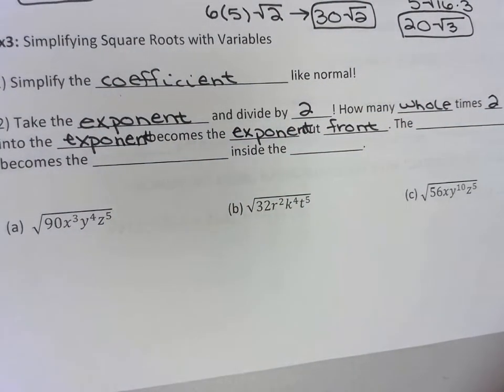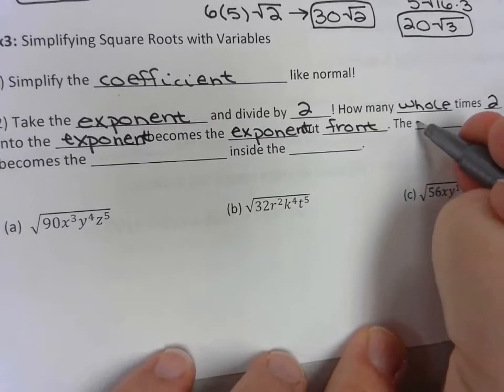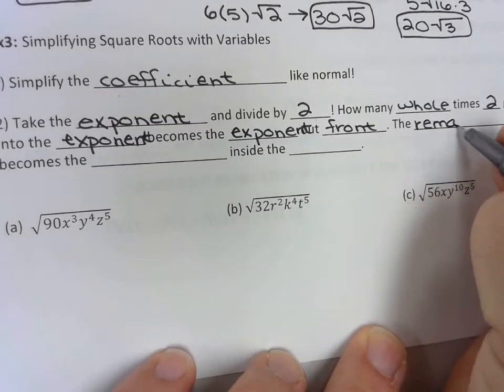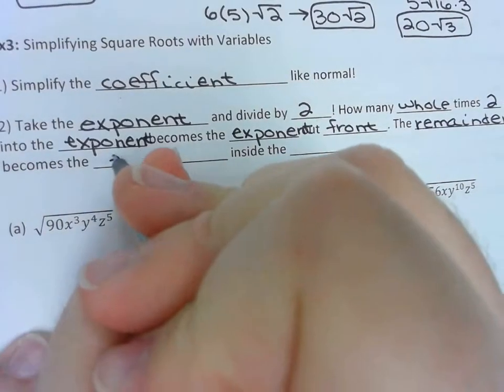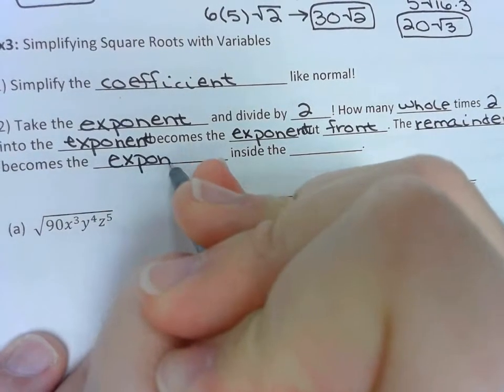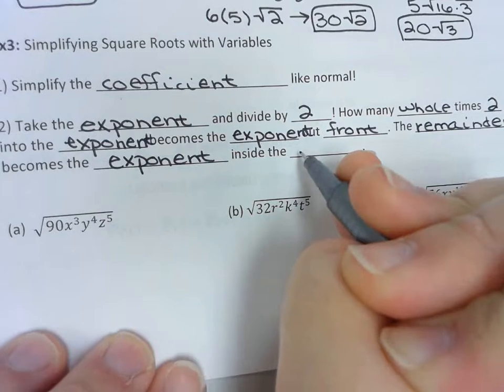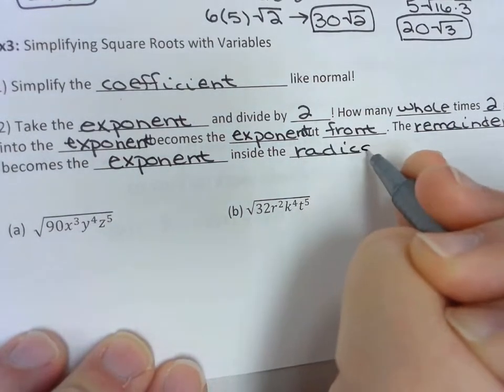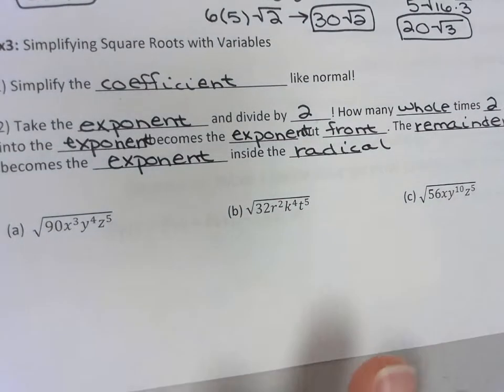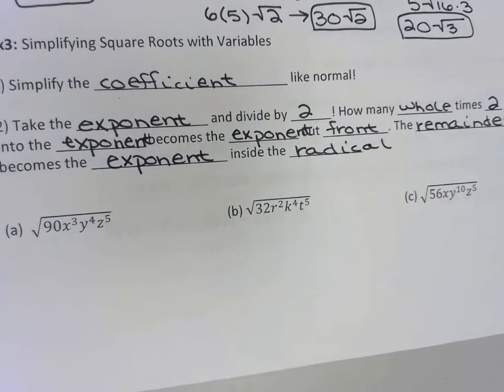So how many whole times 2 goes into the exponent becomes the exponent out front. The remainder becomes the exponent on the inside of the radical, or the square root. Okay, kind of complicated, but I wanted to write it out so if you're a visual person and reading it helps it make sense, you have this.